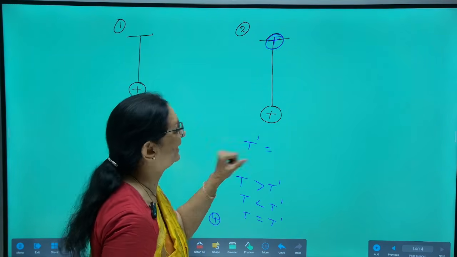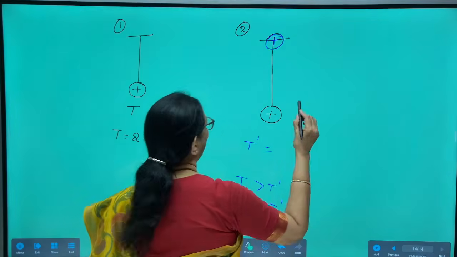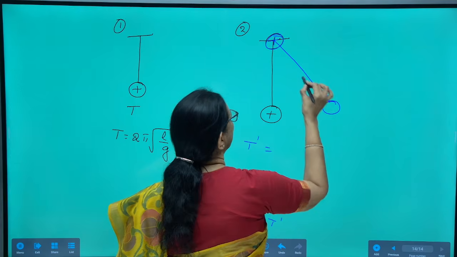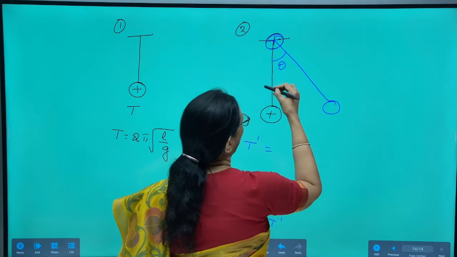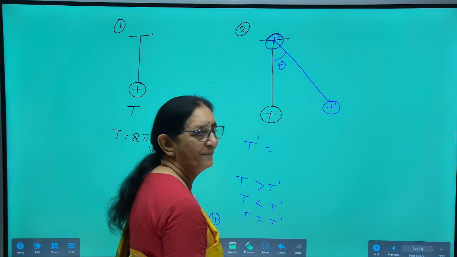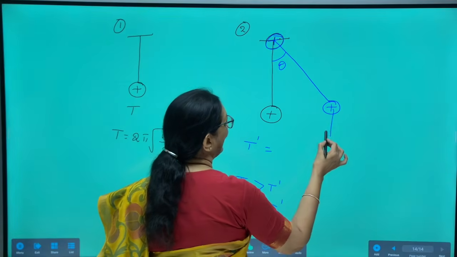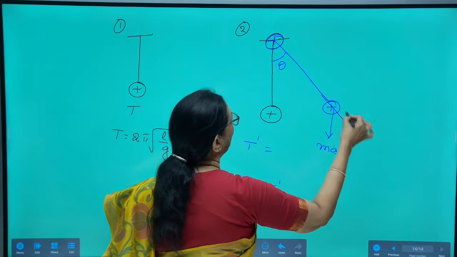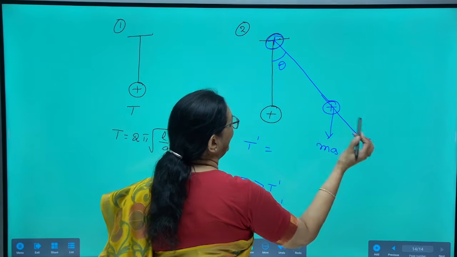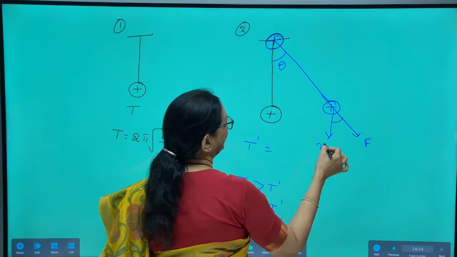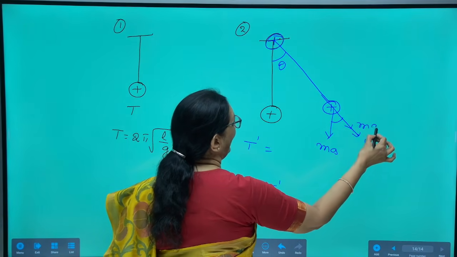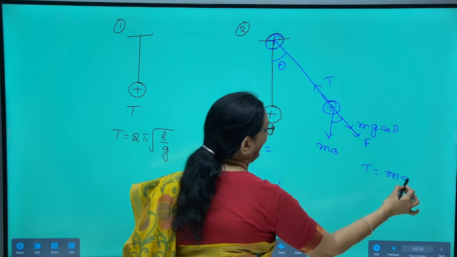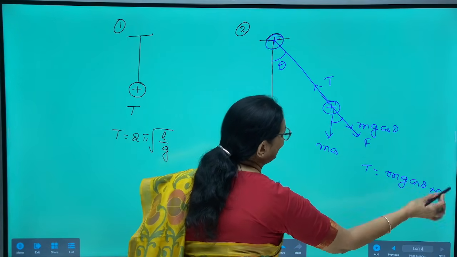So here it is a very interesting question. Actually, to find the time period of oscillation, we follow this method, isn't it? It is pulled aside through a small angle theta. Then at that position, mg will be in this direction, and the electrostatic force of repulsion will be in this direction. The component of mg along this direction is mg cos theta. So the tension in the string at that position is mg cos theta plus F.